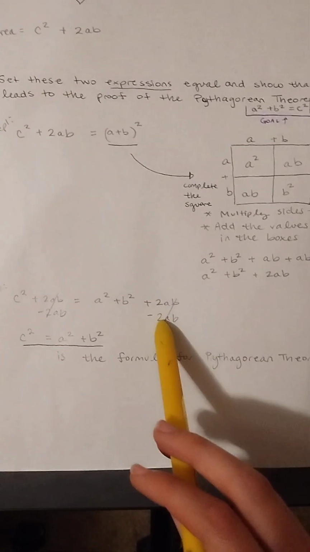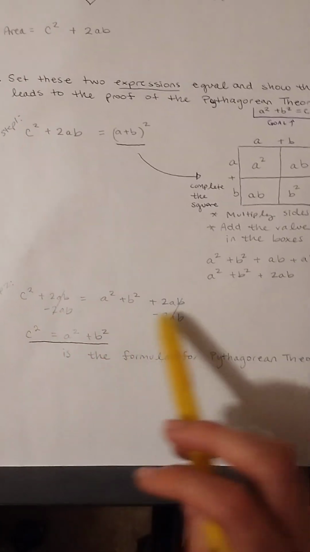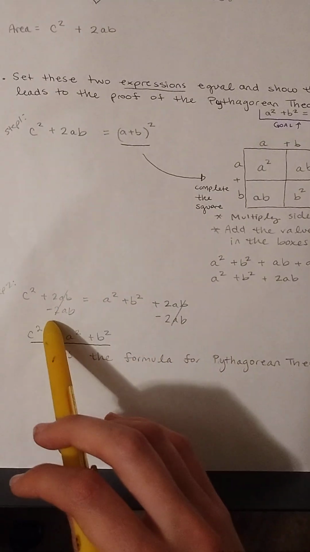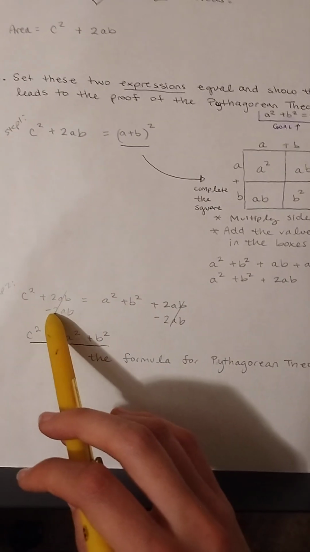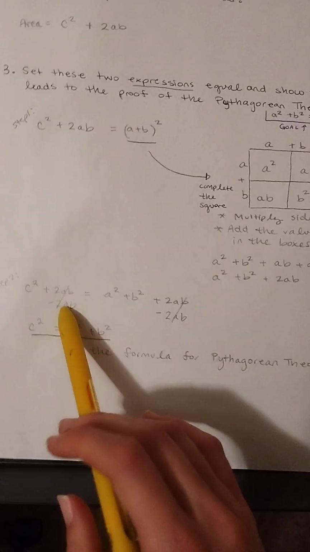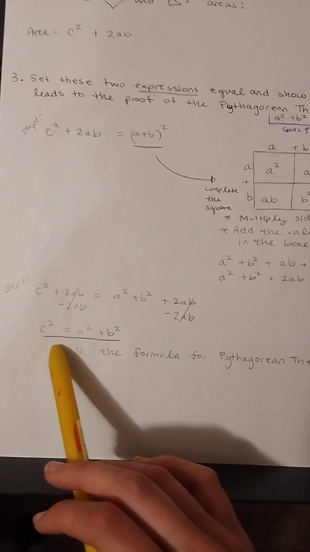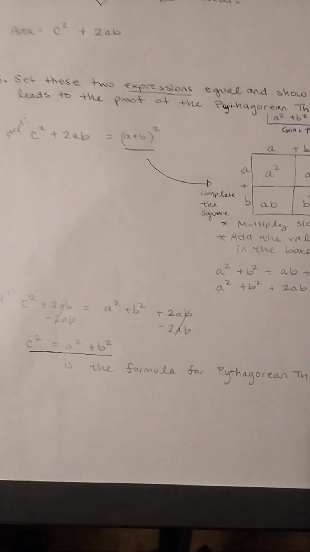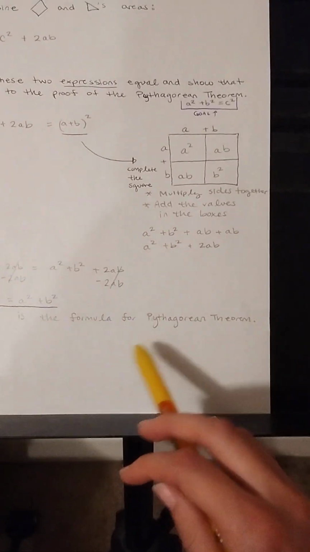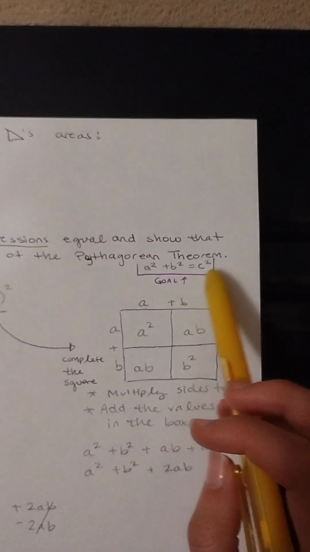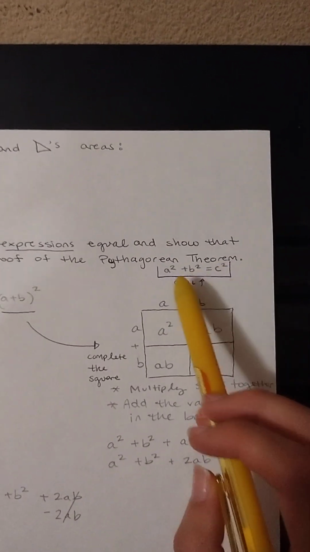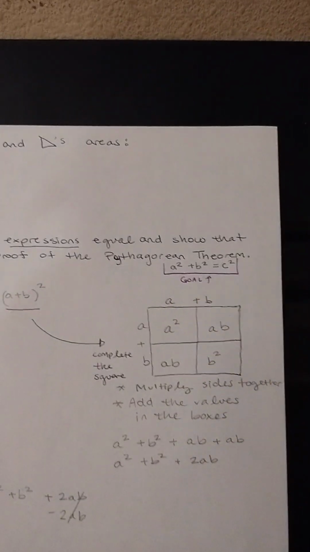I can now cancel out 2ab, because if I subtract it from both sides to cancel it out, I will get 0 on this side. And so I have c squared equals a squared plus b squared, which is the exact same formula for the Pythagorean theorem. It's just switched around. So that's equivalent to our goal here, a squared plus b squared equals c squared.